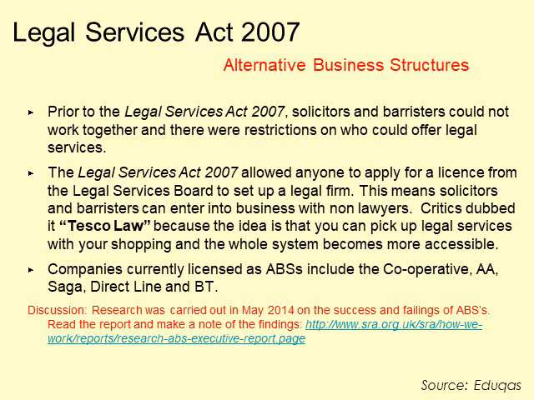Critics dub this as Tesco law, because the idea is that you can pick up legal services with your shopping and the whole system becomes more accessible. Currently, companies such as the Co-operative, AA, Saga, Direct Line and BT all hold these licences. So it means that there are more people able to offer legal services because of these alternative business structures. But the disadvantage is that the pool of qualified people might be watered down, and it might mean that the head of these organisations might not have a good understanding of the needs of legal services.